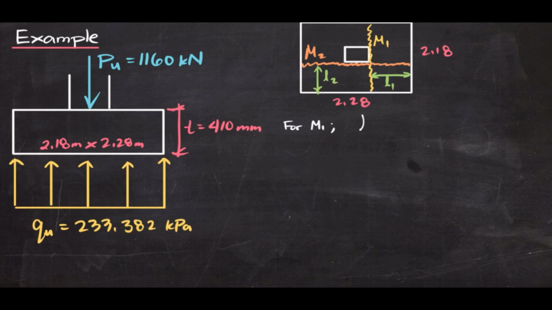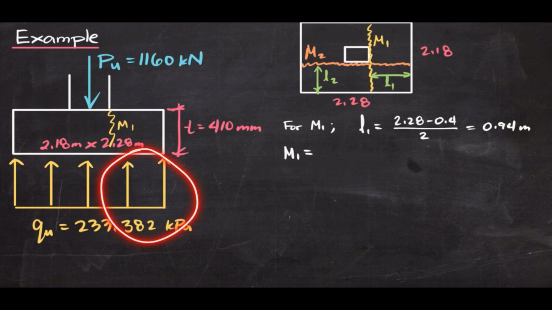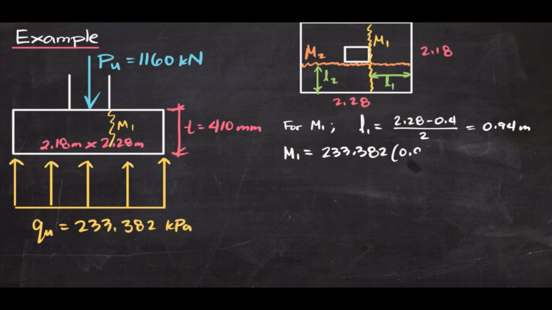So let's solve for the critical moments. For M1, the cantilevered portion would be 2.28 minus the dimension of the column, 0.4, divided by 2, which gives us 0.94 meters. So M1, this figure, M1 would actually be here. So we just get the moment of the pressure diagram with respect to this section. So M1 would be 233.382 times the cantilever part, 0.94, times a moment arm of 0.94 over 2, multiplied by the width, 2.8.